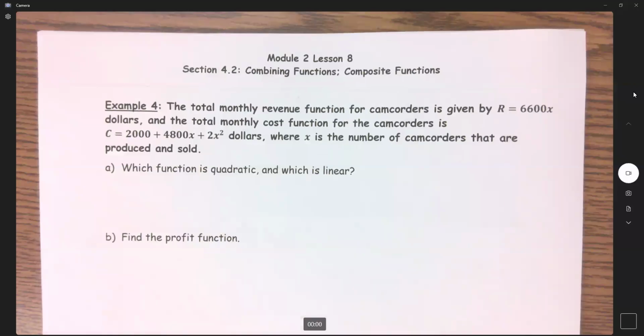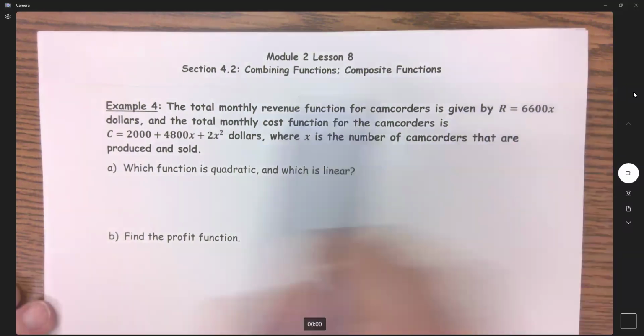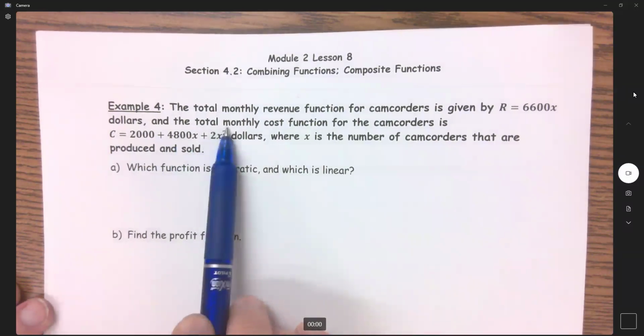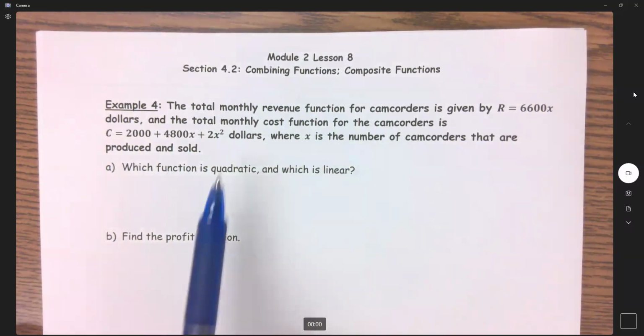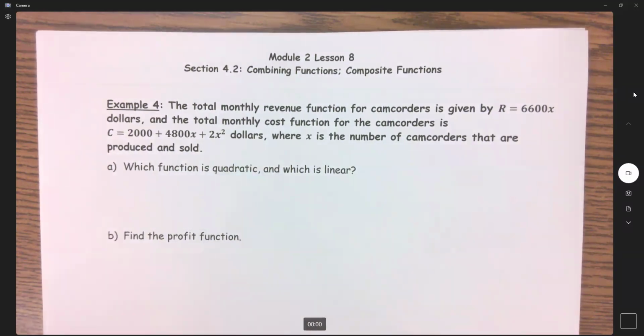Example 4 is another application problem of combining functions. So it says the total monthly revenue function for camcorders, that should tell you how kind of dated this question is, is given by R equals, and R is in dollars. And the total monthly cost function for camcorders is C equals, also in dollars, where X is the number of camcorders that are produced and sold. So which function is quadratic and which is linear?